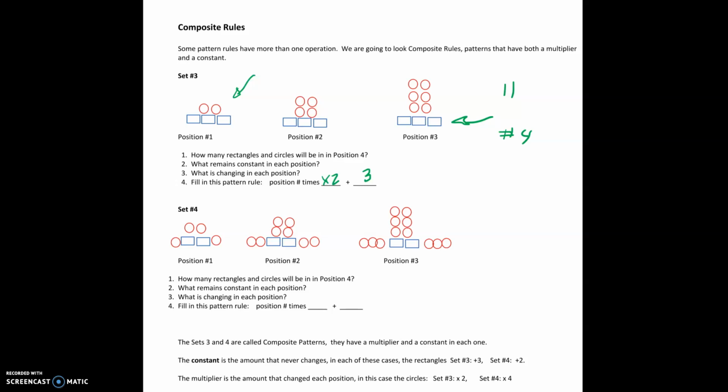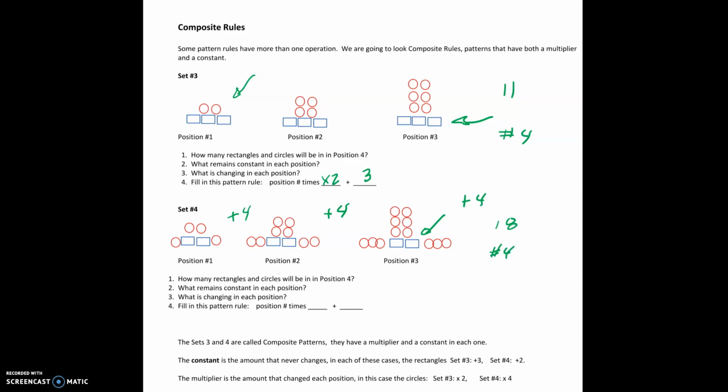Looking at our set number 4, we have what changes, what stays the same. Well, what stays the same each time? These 2 rectangles, they never change. So 2, 2, and 2. What changes each time? We start off with 4 red circles, then we go to 8, and then we go to 12. So we know that we are adding 4 red circles each time. Repeated addition is multiplication, so we know that we're going to be adding 4 circles. So our next set is going to have 16 circles and 2 squares for a total of 18 in position number 4 total tiles. How did we do that?